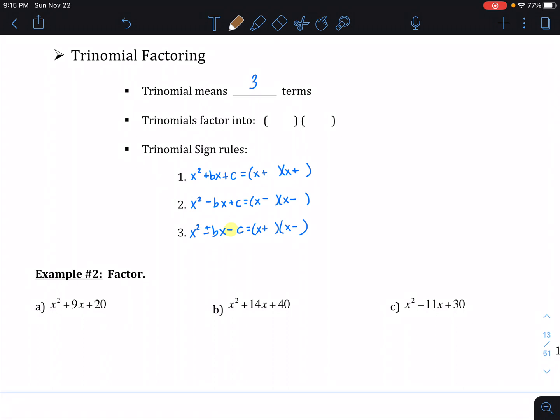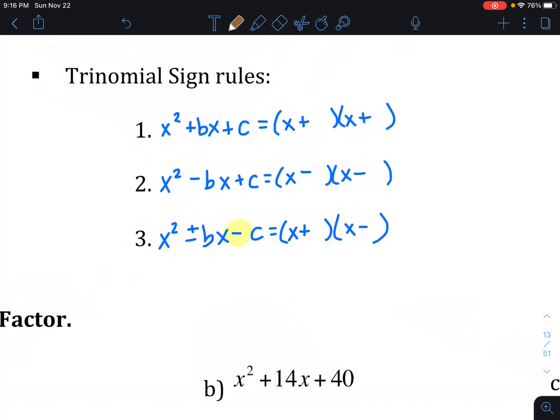Trinomials. With a trinomial, we're going to have 3 terms now. Trinomials will factor into 2 sets of parentheses. And here are some trinomial sign rules. All of these are going to be in the form x squared plus bx plus c. When the b and c are both pluses, you're automatically going to have 2 parentheses that are x plus, and then we'll figure out what those numbers are.